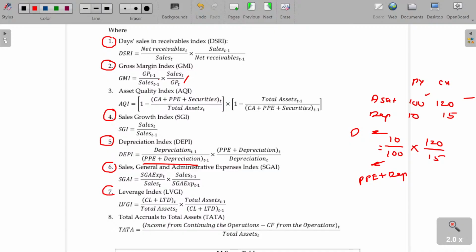Leverage index. Current liabilities plus total long-term debt, or total liabilities in the numerator, divided by total assets. That's the leverage index. CL represents current liabilities, LTD represents long-term debt, and then total accruals to total assets. Accrual means outstandings: income from continuing operations minus cash from operations. That's the accruals. So income from continuing operations is nothing but sales, say 1000.